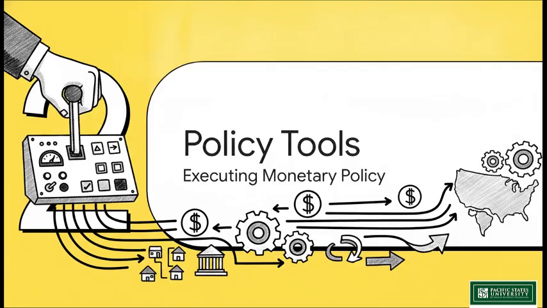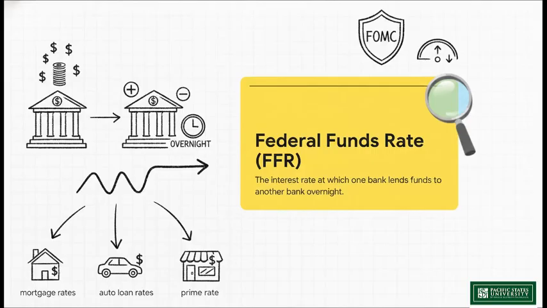Moving on to Section 2, Tools of Monetary Policy. Let's look at the actual levers they pull. The single most critical concept for you to grasp in this entire lecture is the federal funds rate, often abbreviated as the FFR. By definition, this is the specific interest rate at which one bank lends funds to another bank overnight. Let's break down why this happens. By law, banks are required to hold a certain amount of physical reserves at the end of every single business day to ensure they remain solvent.